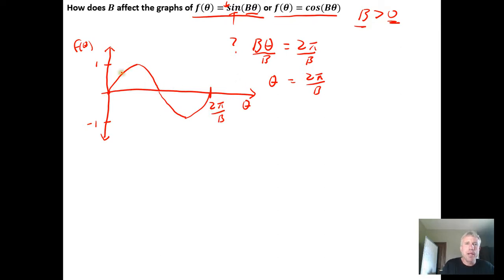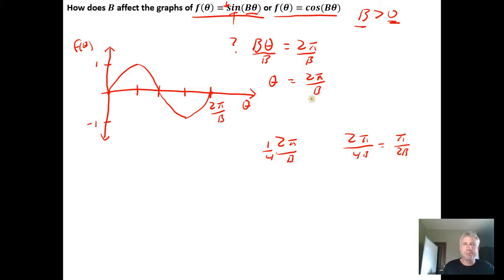And I know that I break my function into four: high point, theta axis intercept, low point, theta axis intercept. I break it into 1, 2, 3, 4 equally sized regions. So what I do is I take 2 pi over b, and I just multiply it times a fourth to get this first tick mark. This will be a fourth the length of the entire interval. So it's going to wind up being 2 pi over 4b, which simplifies to pi over 2b.